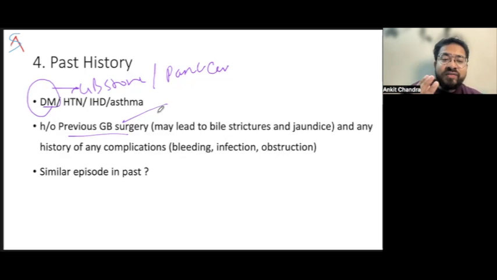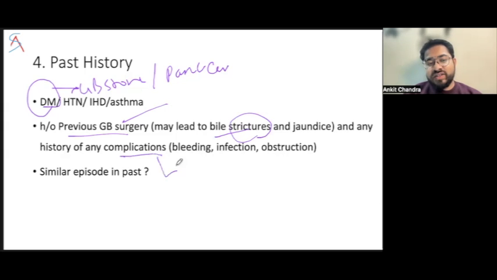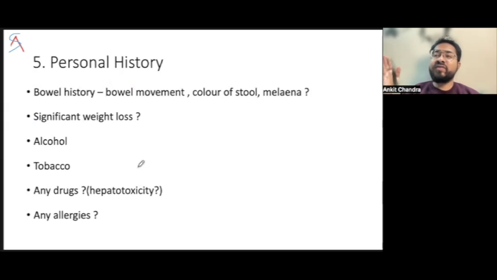If a person has already undergone cholecystectomy, then you don't have to put your mind on whether it's due to the gallbladder or not. Then think maybe something else is there. Also, previous gallbladder history might suggest that stricture formation would have happened. Ask whether there were any complications. Then ask about any similar episode in the past, because patients with gallbladder stones will have the same thing repeatedly happening frequently or after certain intervals.